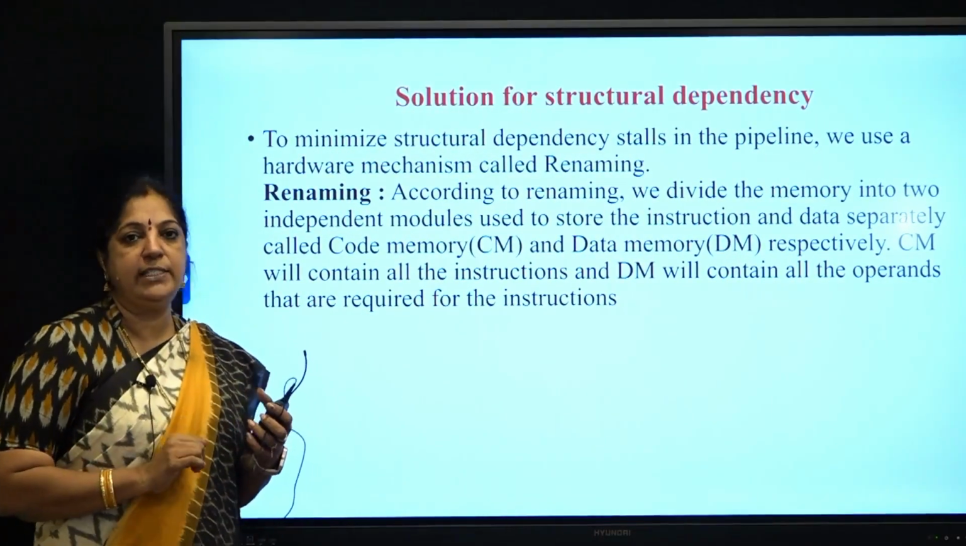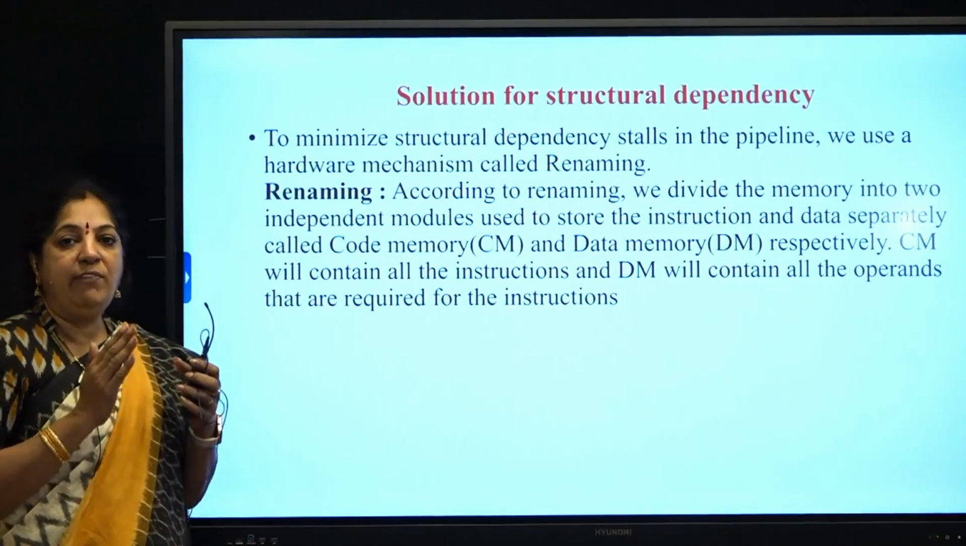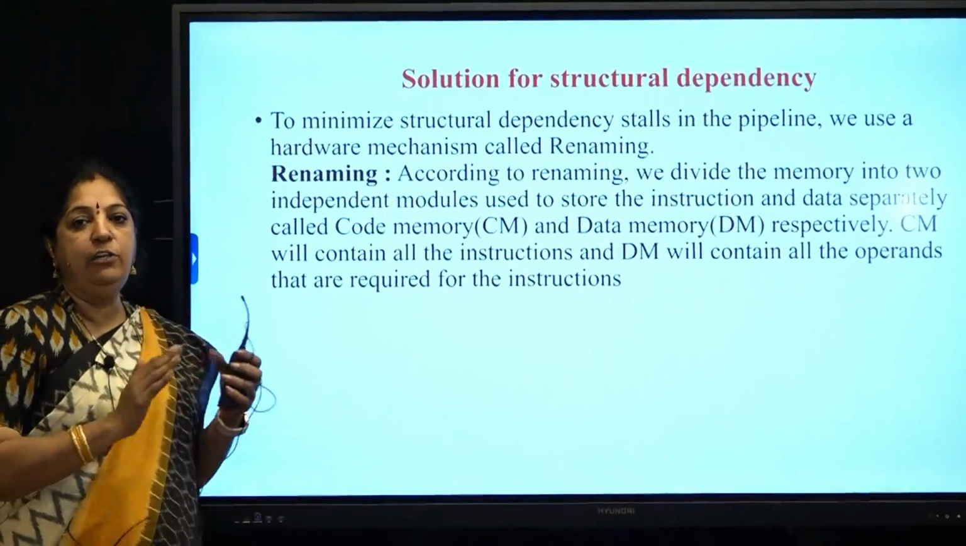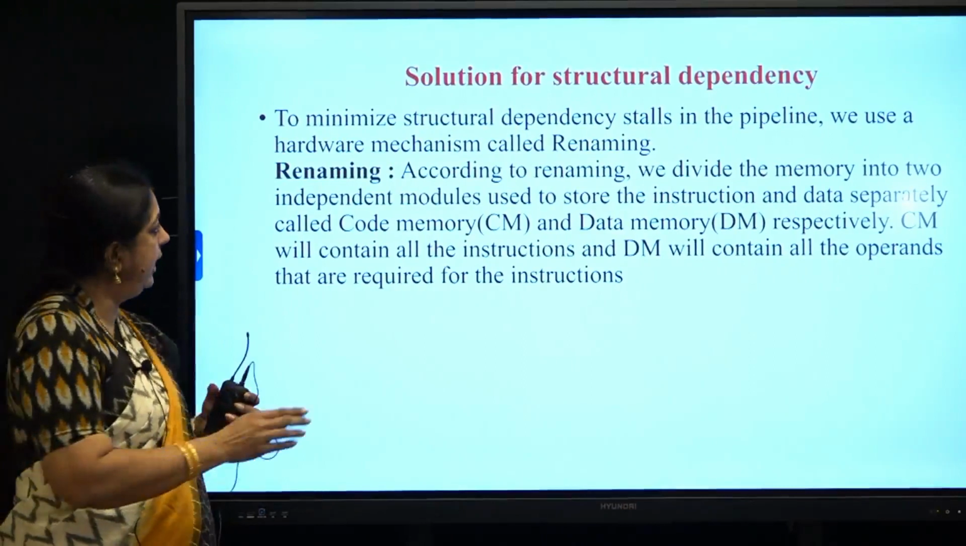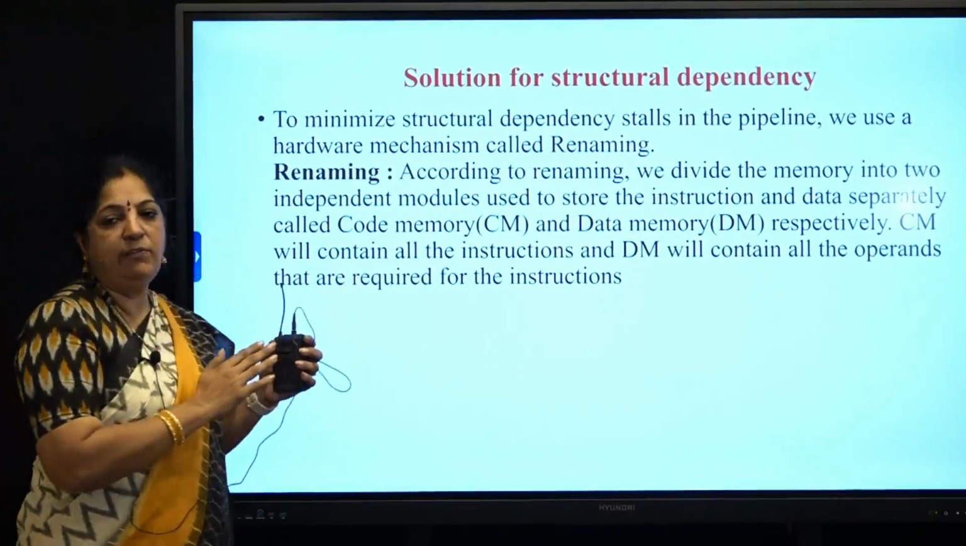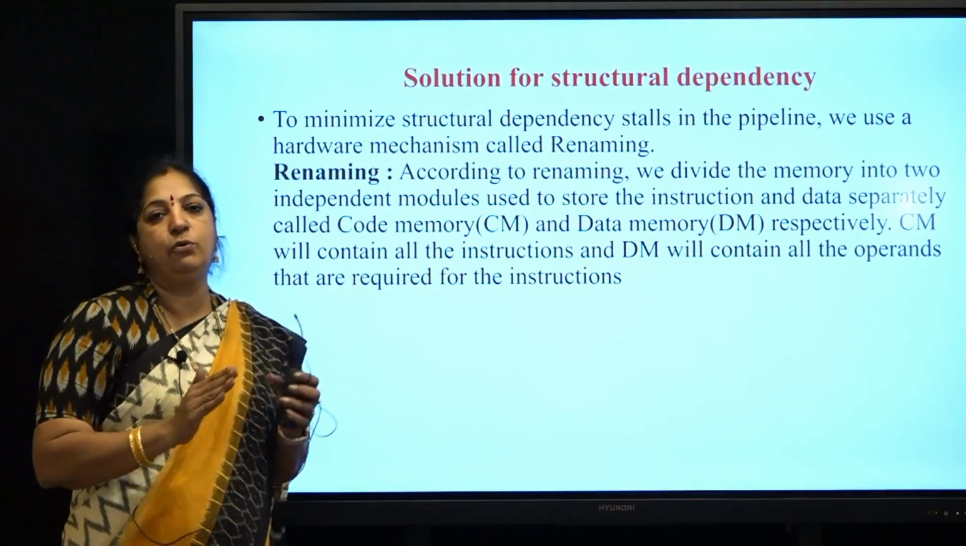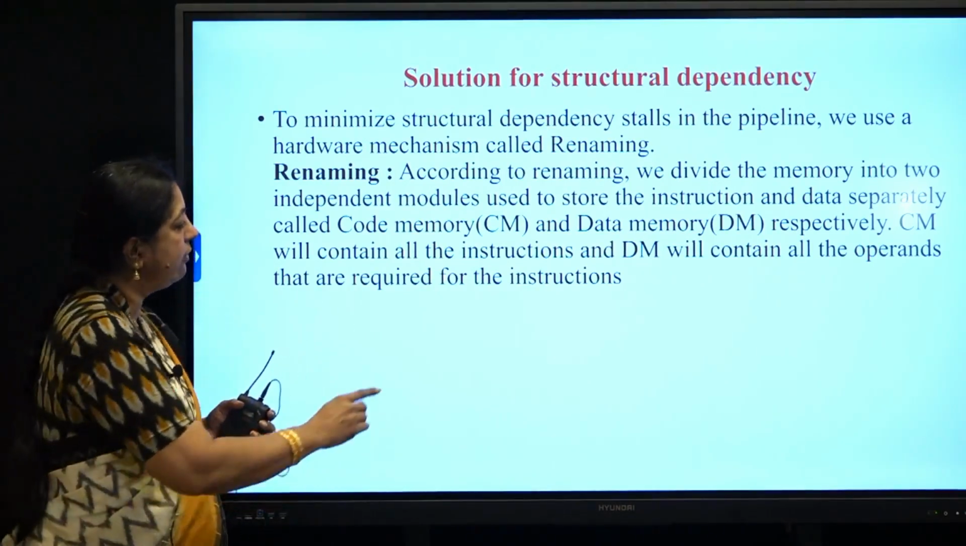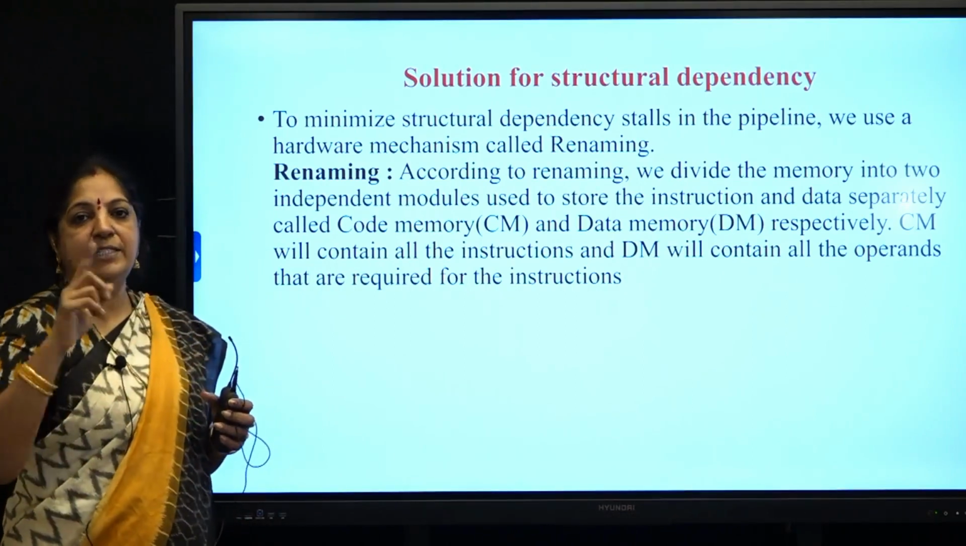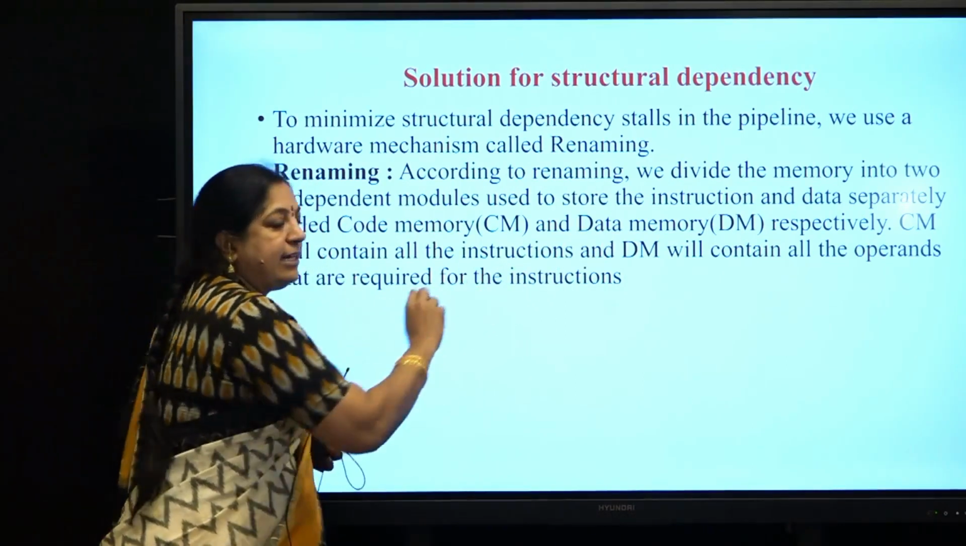Then what we can do is, in this example, we will divide the memory into 2 modules. Here we are renaming, actually we will call it renaming. So, here we are dividing the memory into 2 modules. One module we are calling code memory and the second module we are calling data memory.